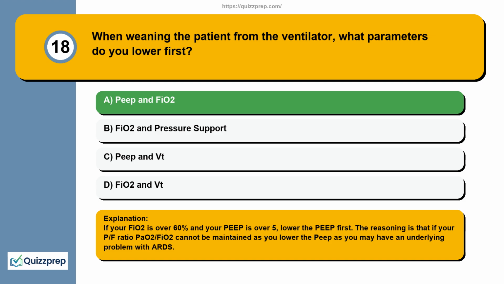If your FiO2 is over 60% and your PEEP is over 5, lower the PEEP first. The reasoning is that if your P/F ratio, PaO2/FiO2, cannot be maintained as you lower the PEEP, you may have an underlying problem with ARDS.